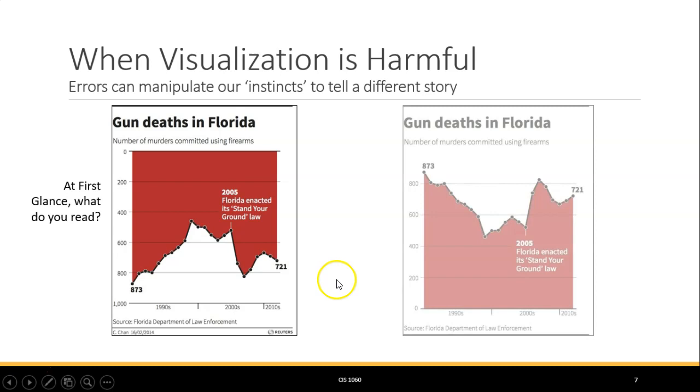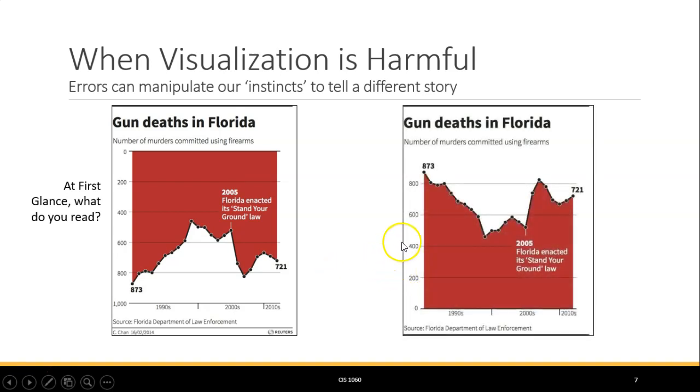So let's take a look at what would be an appropriate way of creating this chart. How is this different? Well, all that's really happened is that this graphic flipped the y-axis here, and now we can see the real story of that when the Florida Stand Your Ground law occurred, death started to increase again.